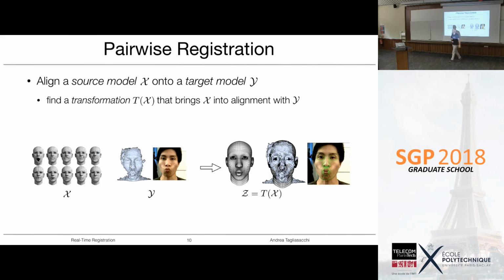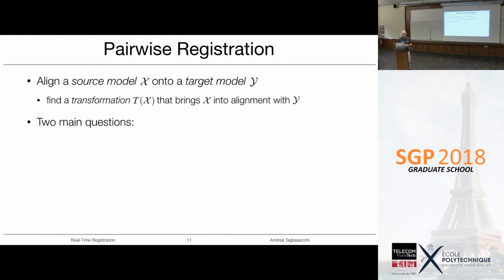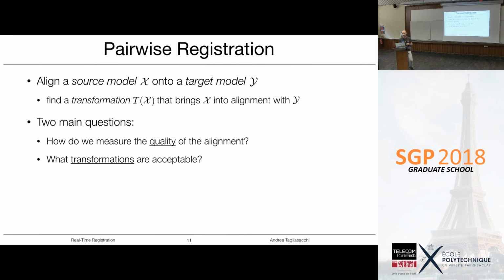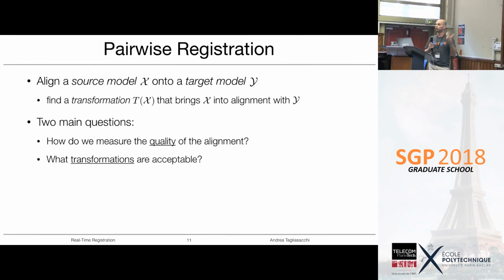So you can see that there is a recurrent pattern in what I'm showing you. And now we have two main questions to resolve this problem. The first one is, how do we measure the quality of the alignment? If I give you a candidate transformation T, can you tell me whether it's good or not? That's our fundamental one. And the second question is, what transformations do you allow the source model X to undergo to match Y? So let's delve a little bit into those.